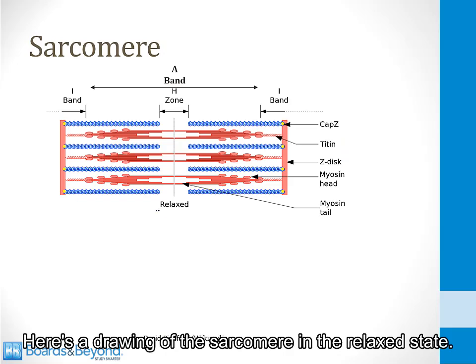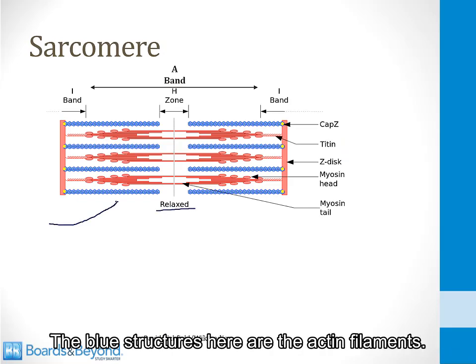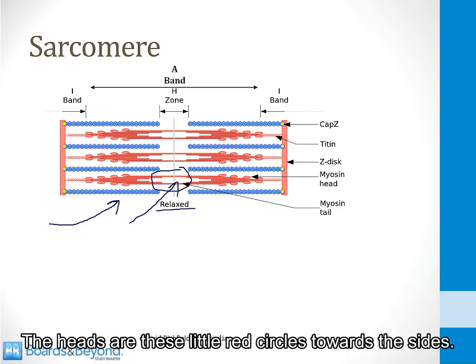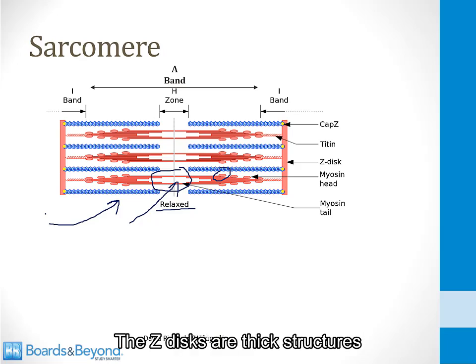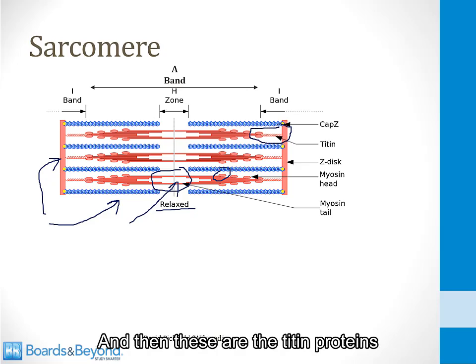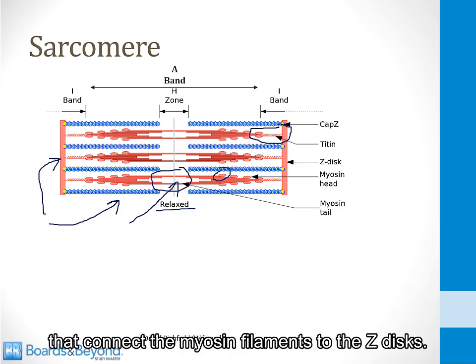Here's a drawing of the sarcomere in the relaxed state. The blue structures here are the actin filaments, the red structures are the myosin filaments. The myosin tails are towards the center, the heads are these little red circles towards the sides. The Z discs are thick structures that serve as scaffolding on the sides, and then these are the titin proteins that connect the myosin filaments to the Z discs.